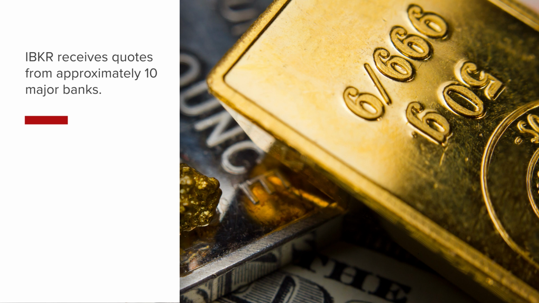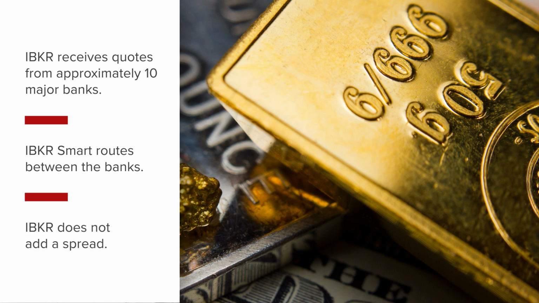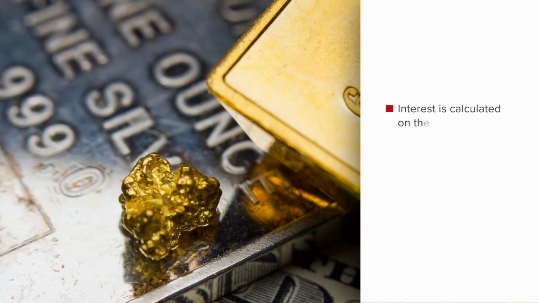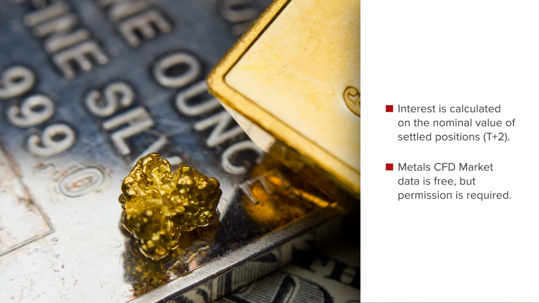IBKR receives quote streams from approximately 10 major bullion-dealing banks in much the same way it does for cash forex. IBKR smart routes between the banks and the best available price at any given time becomes the reference price for the CFDs. IBKR does not add a spread to the bank's quotes. Interest is calculated on the nominal value of settled positions at T+2. Metals CFD market data is free, but permission is required for systems reasons.